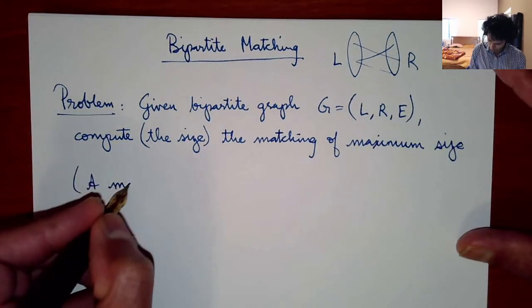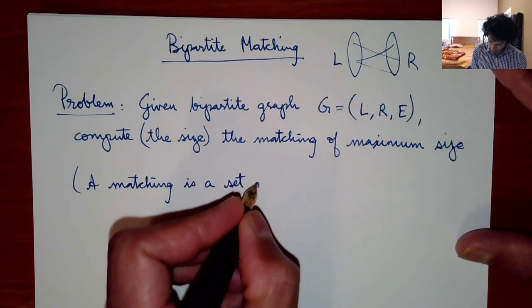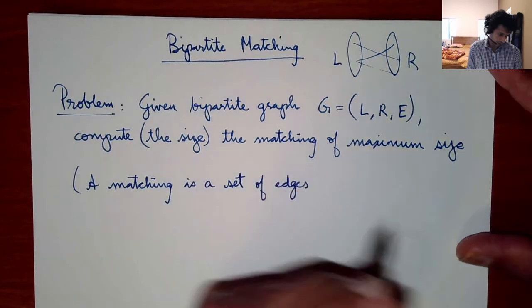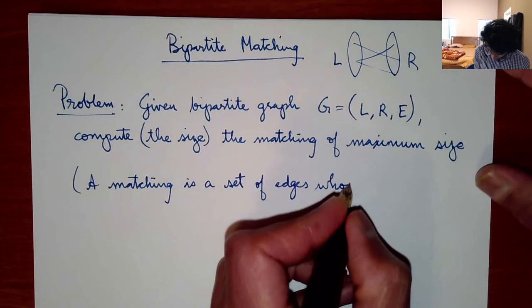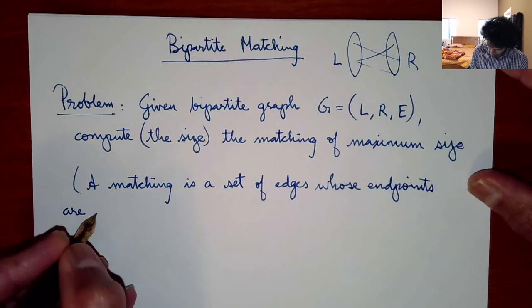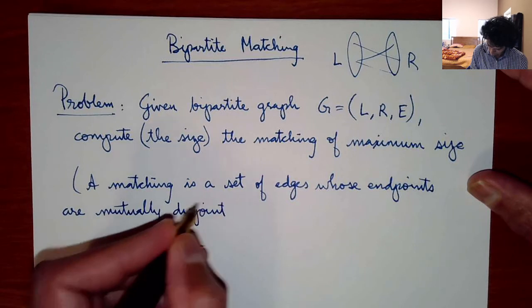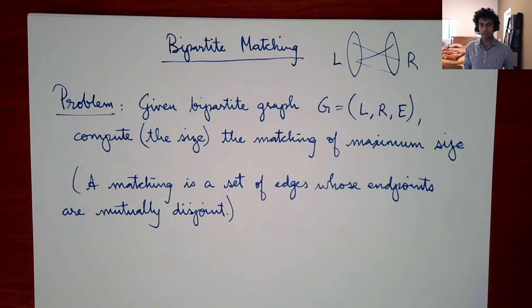And just to recall, a matching is a set of edges whose endpoints are mutually disjoint. Right? That's what a matching is. So we're going to study the problem of bipartite matching. And my first question is, do you know of an algorithm that can solve this problem in polynomial time? Max matching, bipartite matching.